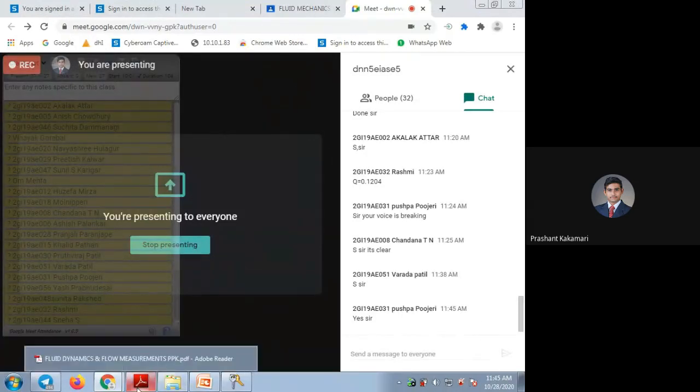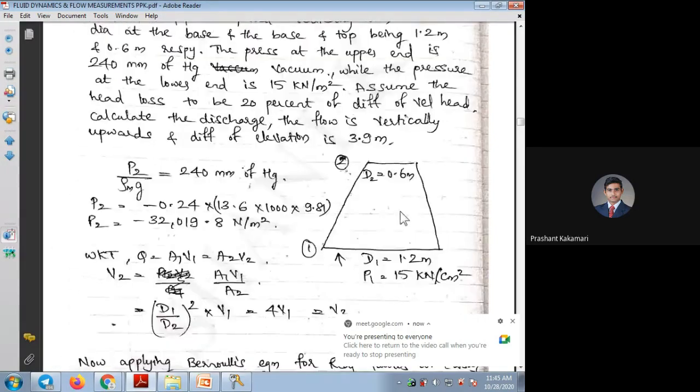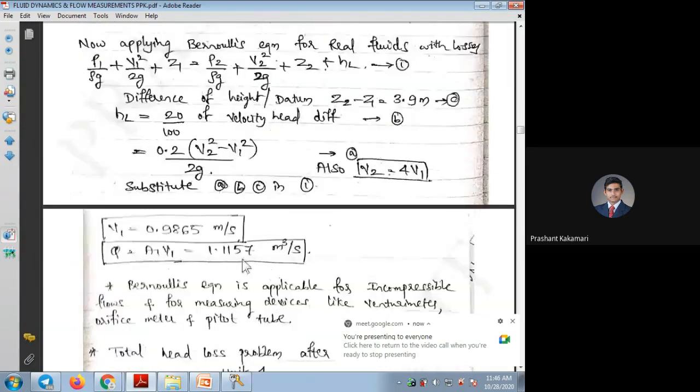So using the same steps, you find out velocity 1 and 2. Then using either A1 V1 or A2 V2, you can find out the discharge also. So how much is the quantity of liquid coming out of this pipe? Which fluid is flowing in the pipe? Water is flowing. So how much water is flowing out of the pipe or entering the pipe is 1.1157 meter cube per second. This much volume of water is flowing per second through that pipe.